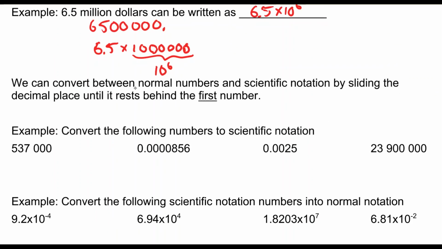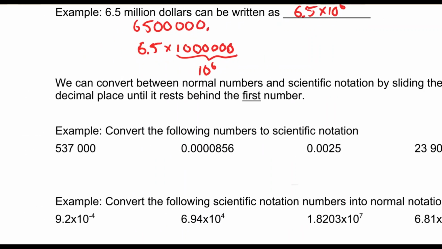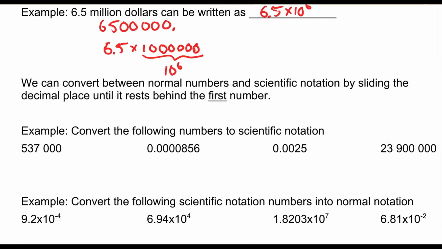We can convert between normal numbers and scientific notation numbers just by sliding the decimal place until it rests behind the first non-zero number that you see. So let's try and do a couple of these. Convert the following numbers to scientific notation. We got 537,000 here. So we're going to write this as if the decimal is right there. It's after that last zero, and we're going to move it over until it becomes 5.37 times 10 to the something.